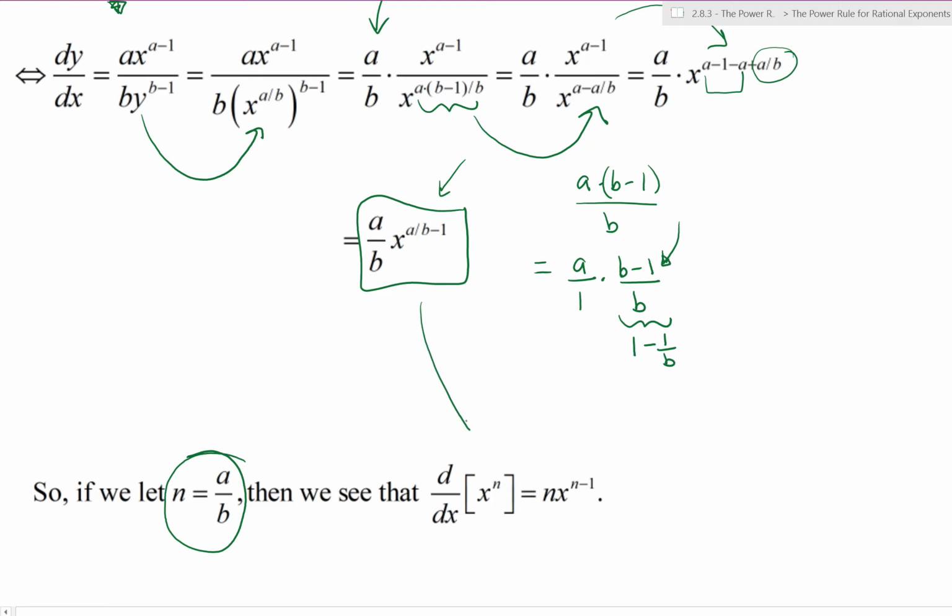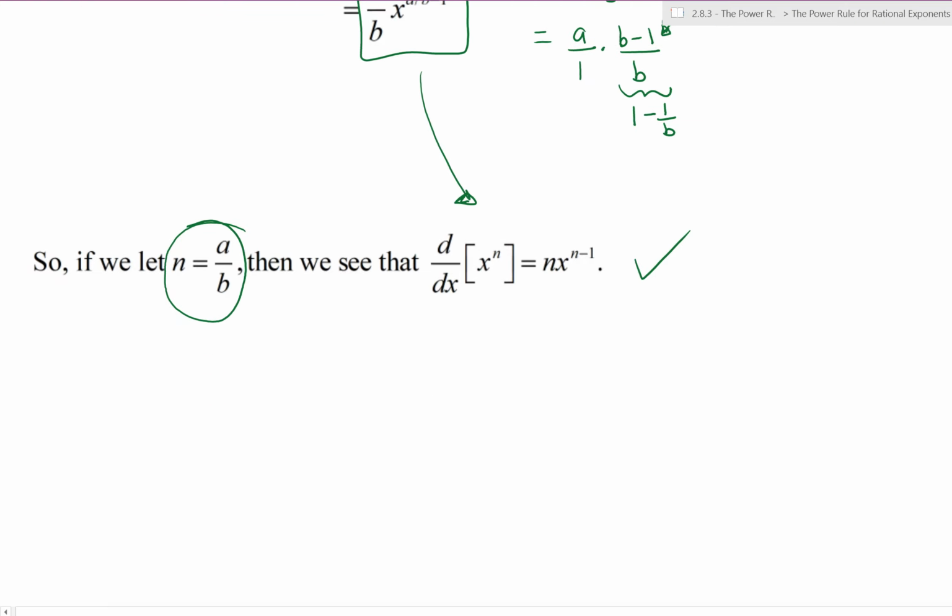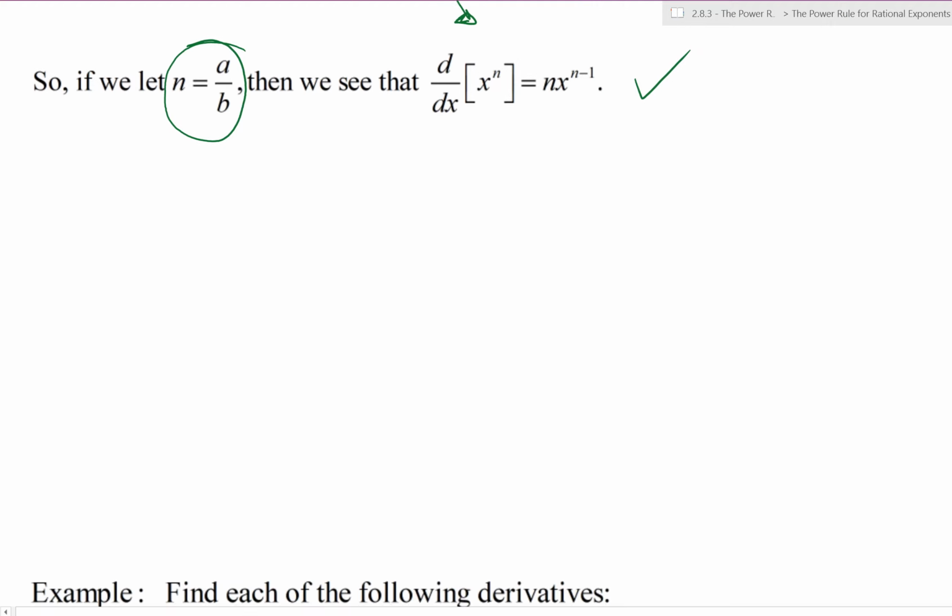Then this statement that we just concluded is really just the same as saying that the derivative with respect to x of the power function x to the n, hence y is equal to x to the n, is n, which is a over b, times x to the n minus 1, or a divided by b minus 1 power. And thus, that's our rule. It checks out. And now we've established that the power rule also works when our powers are rational numbers. So that's nice, right? Because now we can do more things easily.